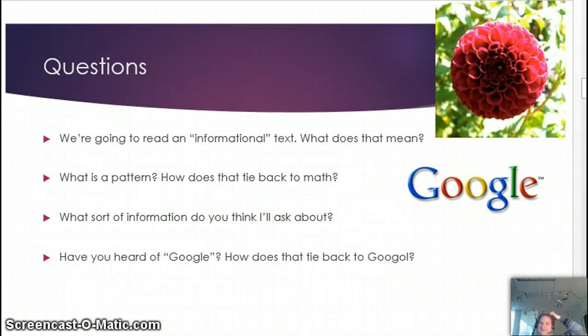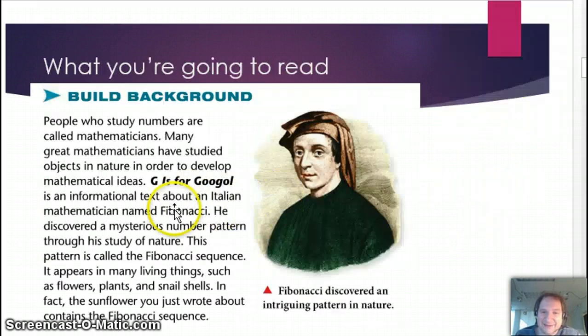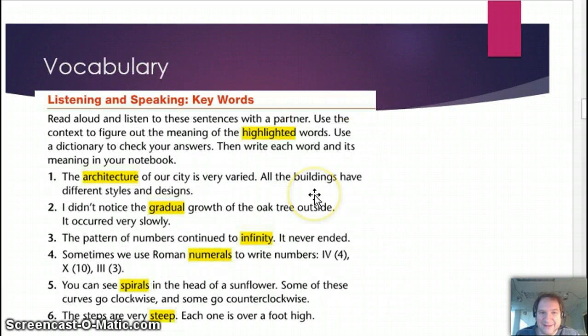So we're going to read an informational text. It's all about information and what a pattern is, how that ties back to math. And finally, Google. I'm sure you've used it, but spelled L-E as opposed to O-L. There is a reason for that.